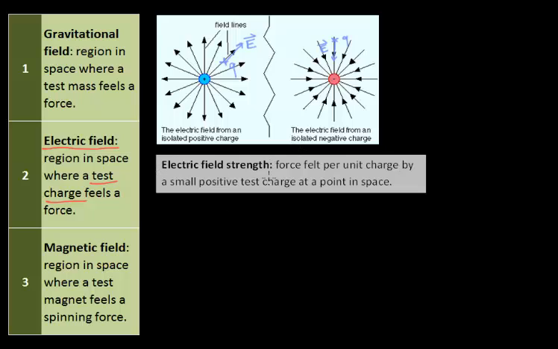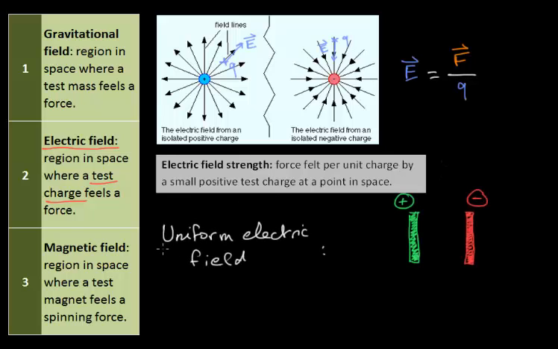And what is the electric field strength? Well, similarly to the case of gravitational fields, it's the force felt per unit charge by a small positive test charge. Okay, it's small not to distort the field and positive to respect the convention. So the force felt per unit charge by a small positive test charge at a point in space. So the defining equation of the electric field is E is equal to the force F that it feels divided by Q, the amount of charge that I use to test the field.